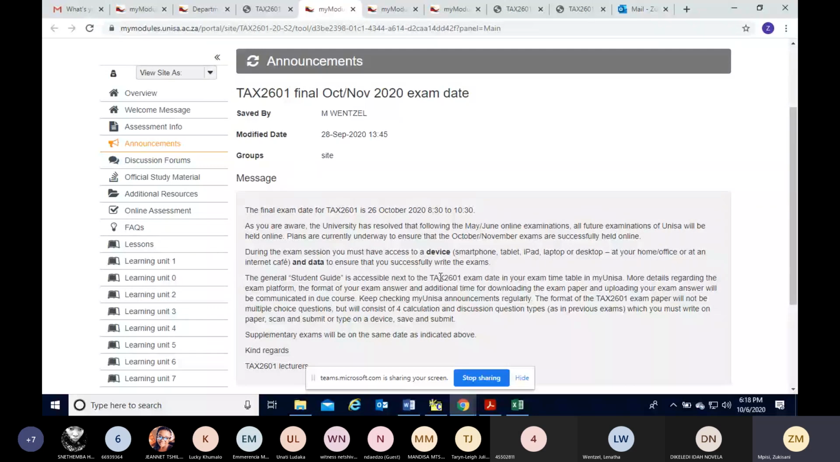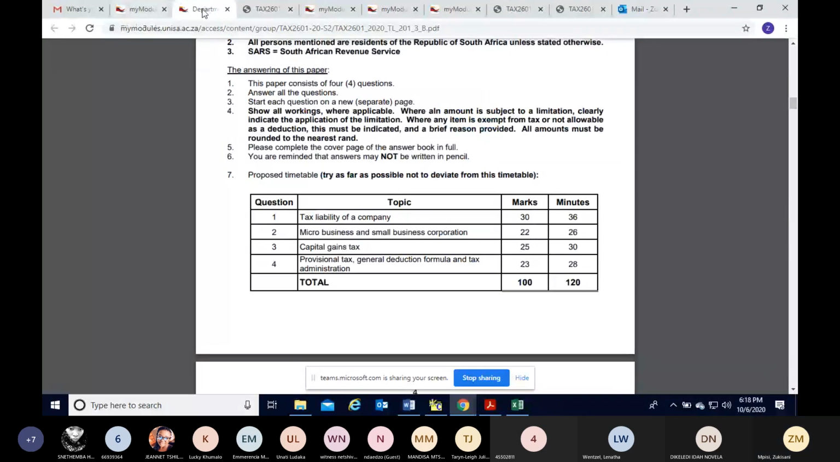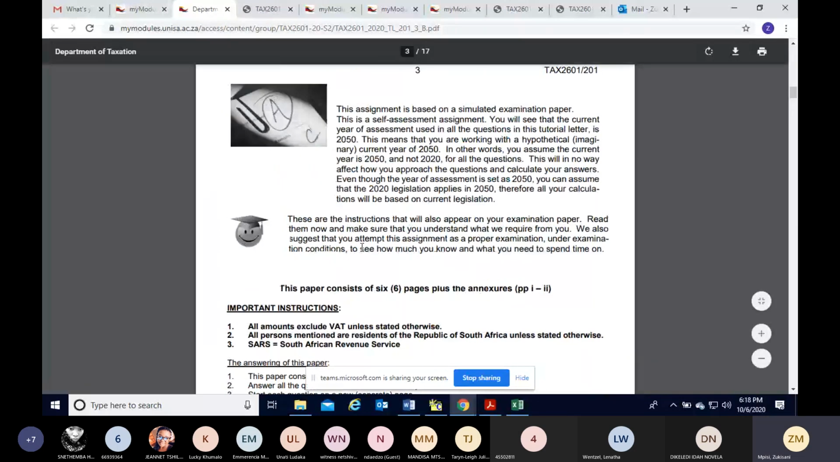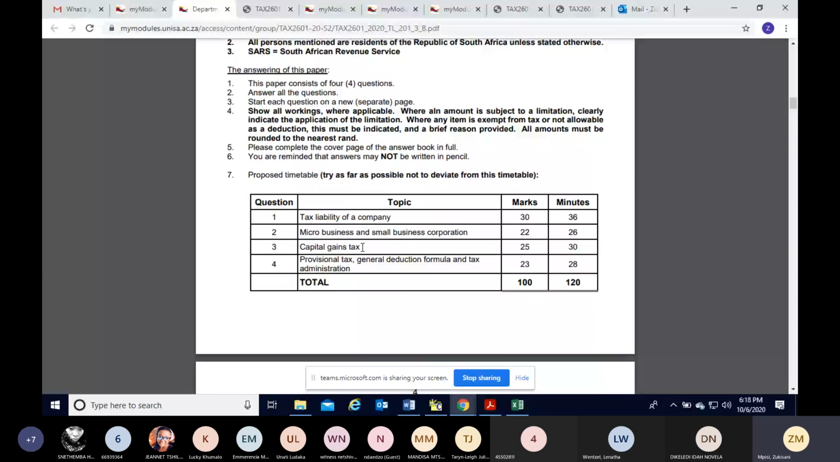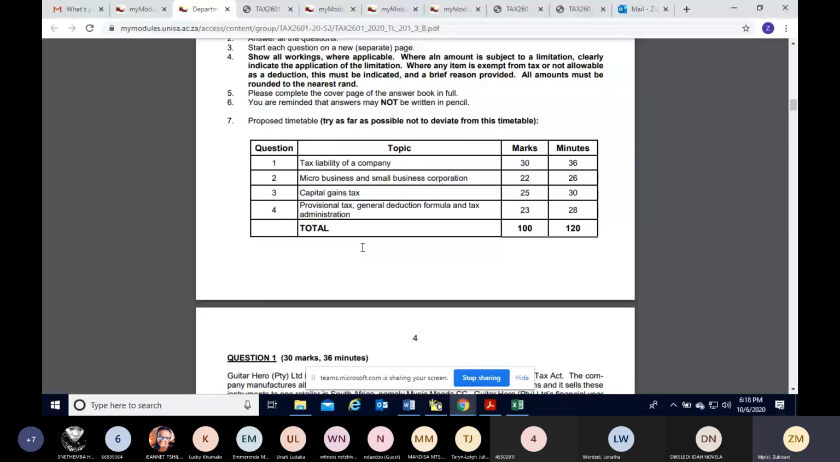And make sure, very important, make sure that you will have enough privacy. You will not have disturbances in the particular place that you'll be writing in. Of course, you've got tutorial letter 201, which gives you the topics that were tested in the previous exam papers, so you can have a feel of all the work now integrated.